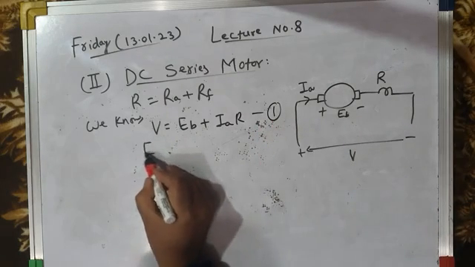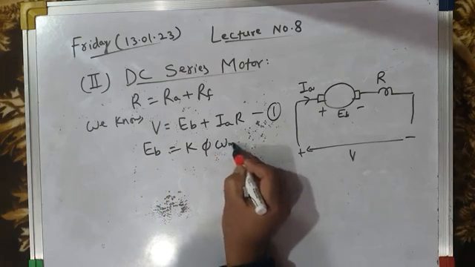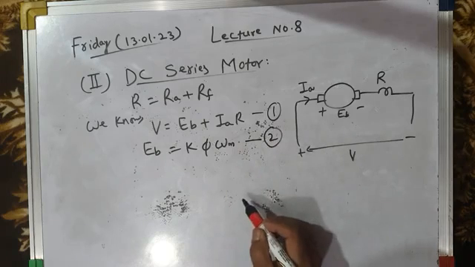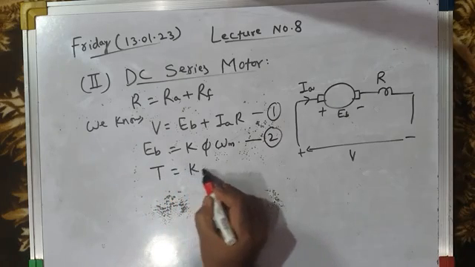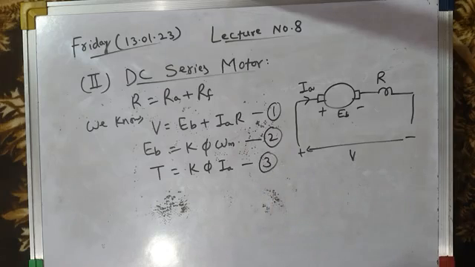We also know that back EMF is equal to K phi into omega m. It is proportional to flux and the speed of the motor. We also know that torque T is equal to K phi into IA. These are the three very important equations which we already know.